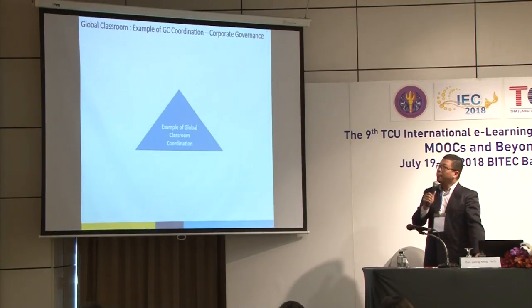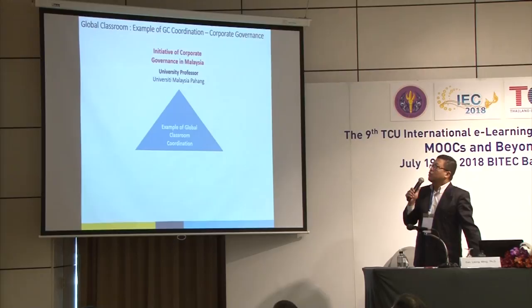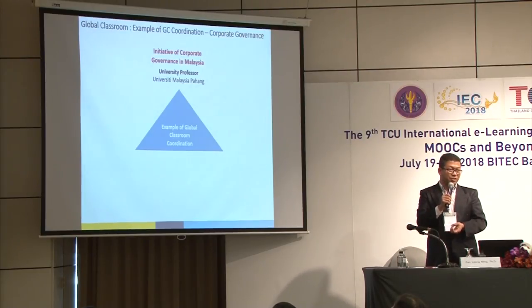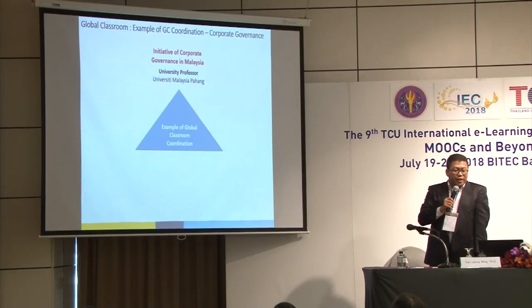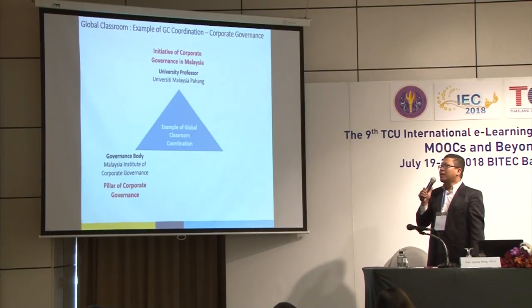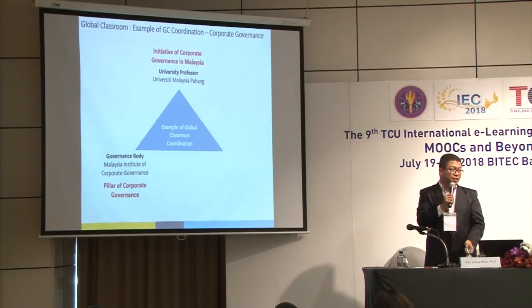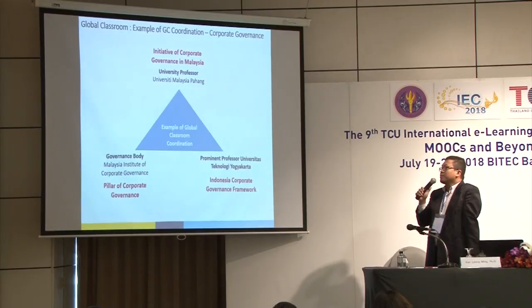I'll give you one example. This is an example of global classroom coordination. First of all, we have a university professor who has a topic. Her subject is called corporate governance. It's a very, very important subject for each country. Her topic is the Initiative of Corporate Governance in Malaysia. She's finding partners. One partner comes from the governance body, the Malaysian Institute of Corporate Governance, and they propose a topic called Pillars of Corporate Governance. At another level, she finds a prominent professor from UTY, who talks about the Indonesia Corporate Governance Framework.